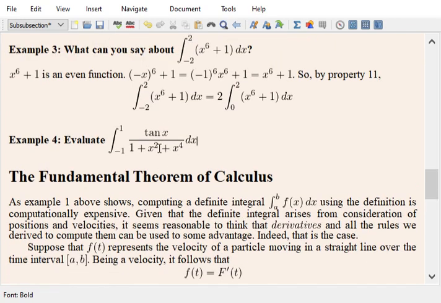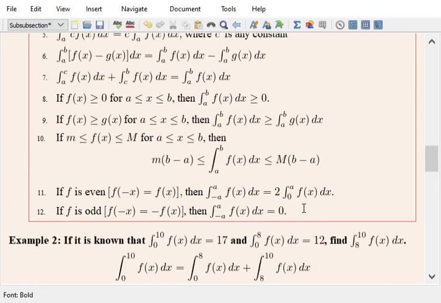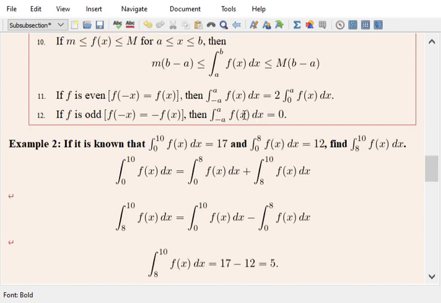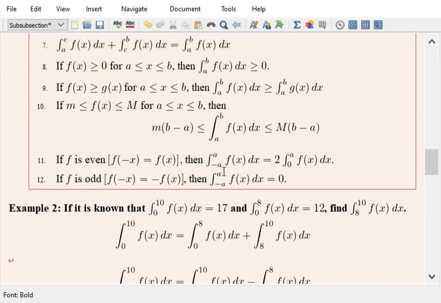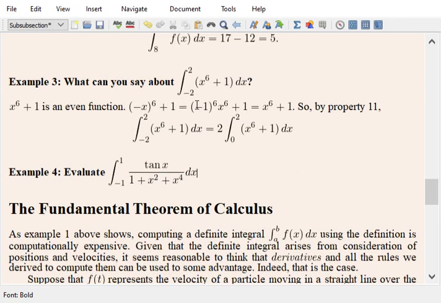What about this one? Evaluate this one. Well, what can we possibly do about this? As context would indicate to us, we're going to have to use one of these tricks. And indeed, this one uses property 12. So if f is odd, which means that it spits out negative signs, so even means it eats negative signs, odd means it spits out negative signs, well then the integral over a symmetric interval is 0. And these integrals do have to be over symmetric intervals, otherwise this doesn't work. So indeed, -2 to 2, that's symmetric, -1 to 1, that's symmetric.